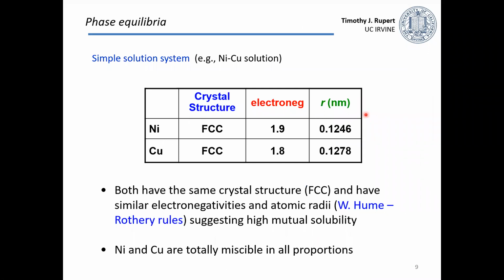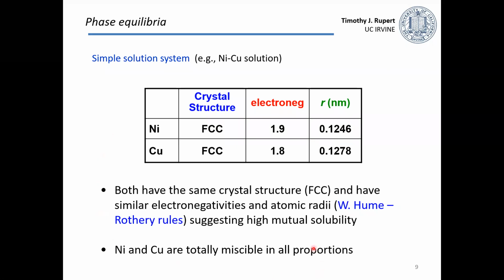So let's start looking at some more relevant phase diagrams, and we're gonna start with something simple. So we're gonna start with nickel copper. If you remember a few lectures ago, we talked about the Hume-Rothery rules. These are the rules that tell us if something will have a high solubility. And we mentioned that nickel and copper really hits these things. They have the same crystal structure, similar electronegativities, and similar atomic sizes.